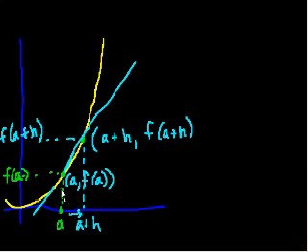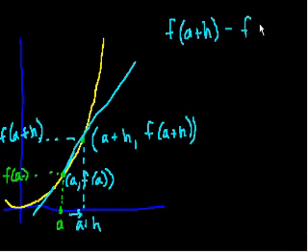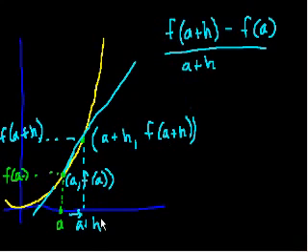So if we just use the standard slope formula like before, change in y over change in x. Well, what's the change in y? It's f of a plus h, this y-coordinate, minus this y-coordinate, minus f of a, over the change in x. That change in x is this x-coordinate, a plus h, minus this x-coordinate, a. And of course, this a and this a cancel out. So it's f of a plus h minus f of a, all over h. This is just the slope of this secant line.